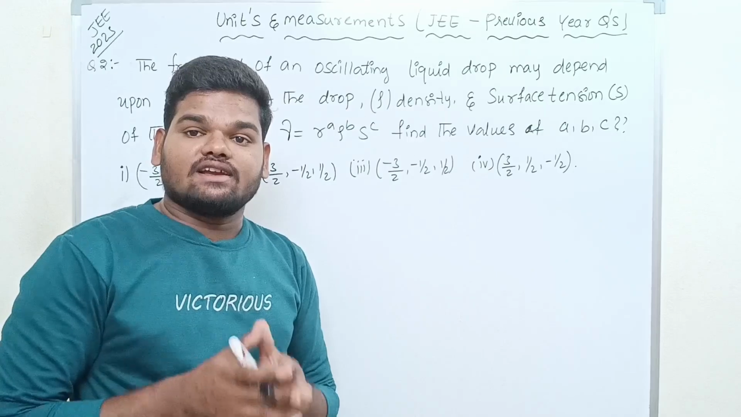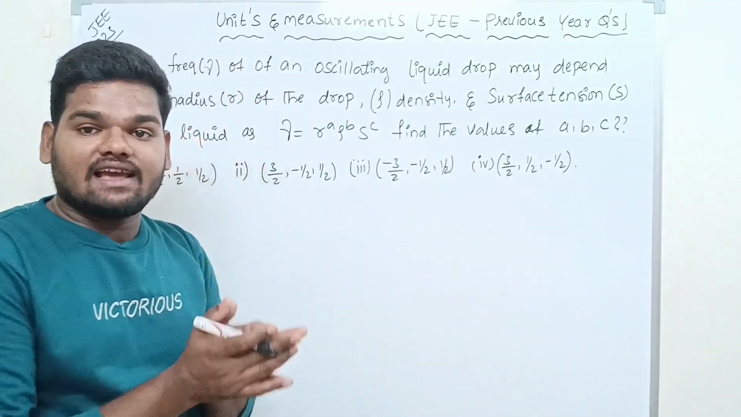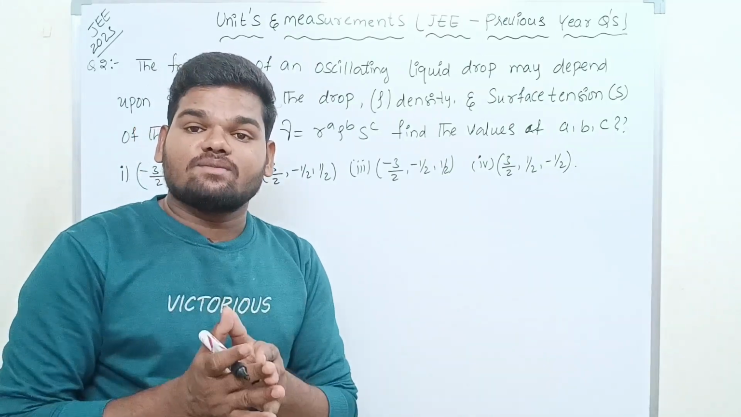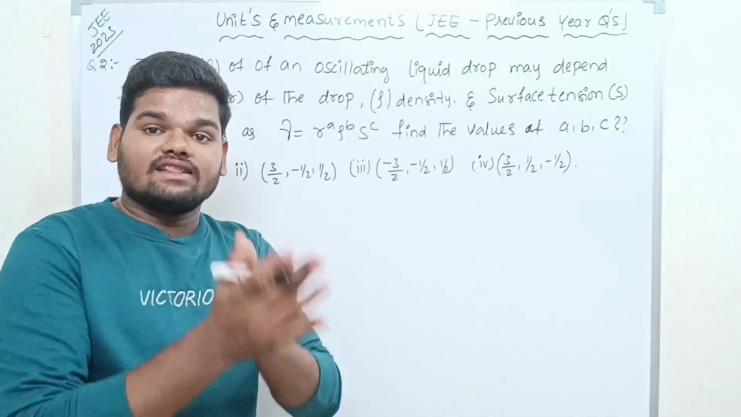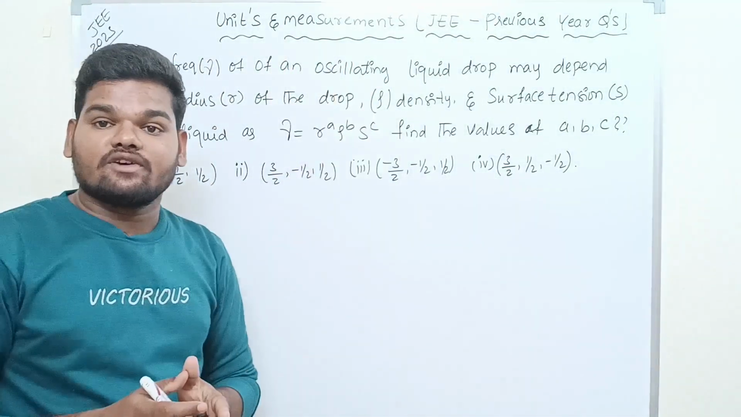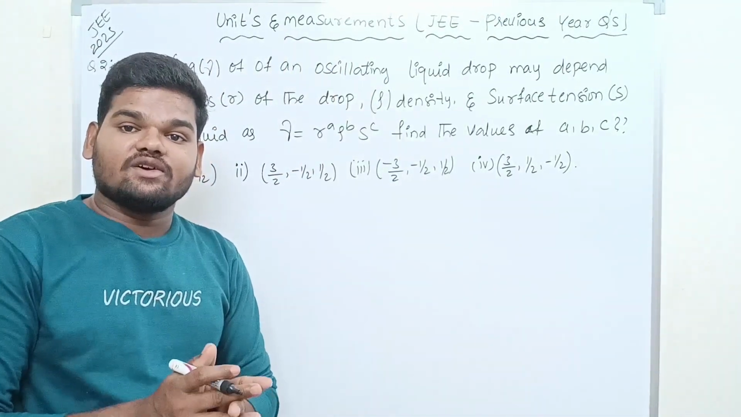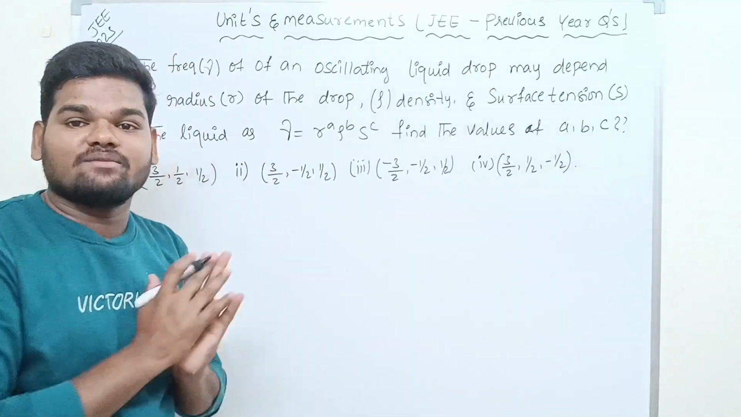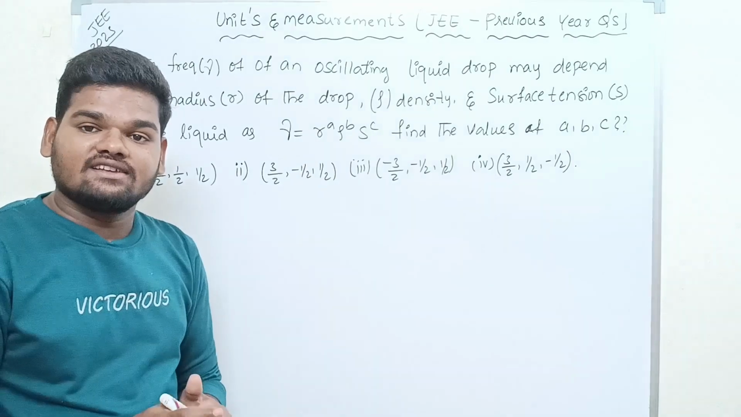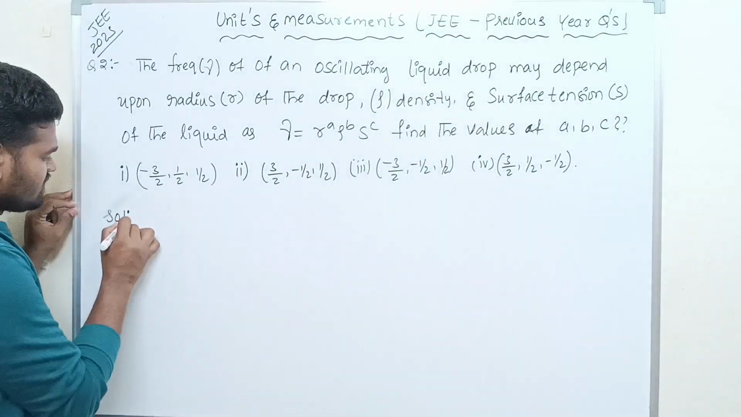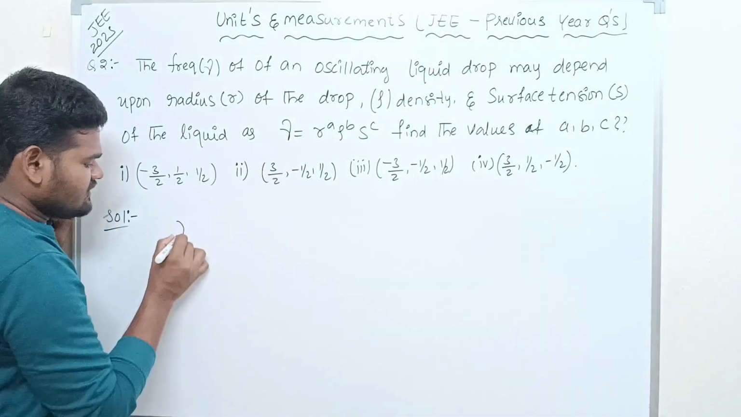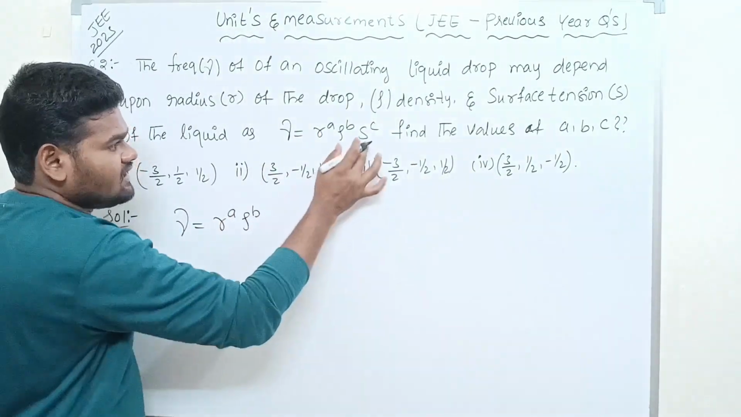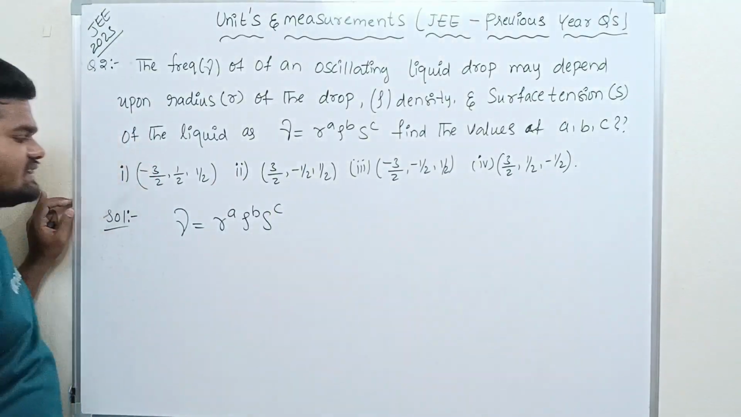I already told you this in applications of dimensional analysis. Whenever they give some physical quantities, we have to find the relation between those quantities. In that concept I explained how to solve this type of question. If you have watched that video, you can easily solve this. Otherwise, watch that video and come here and solve the question. Is it clear? Solution: frequency depends upon radius power a, density power b, and surface tension power c.